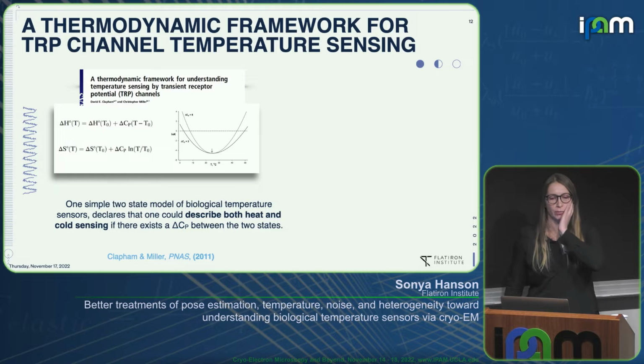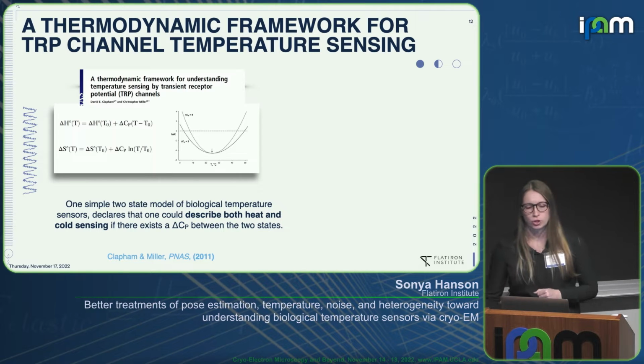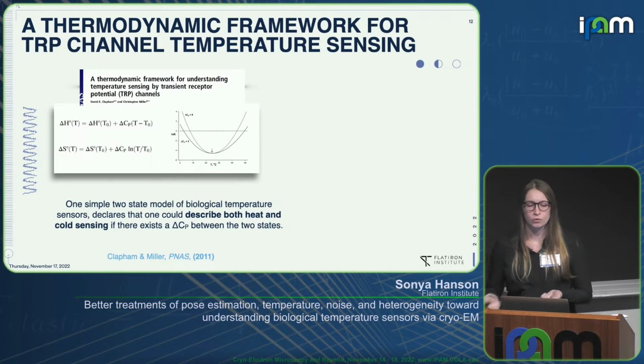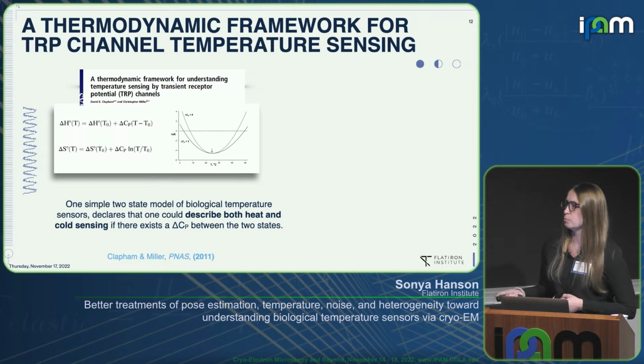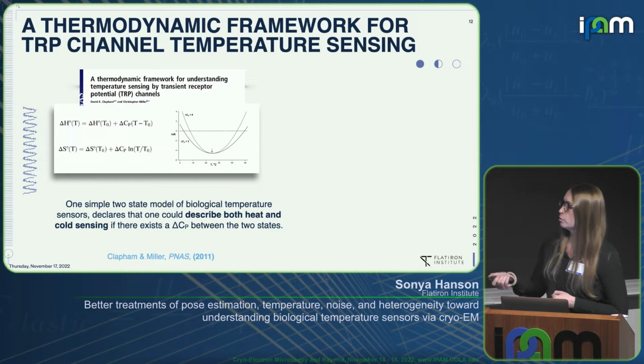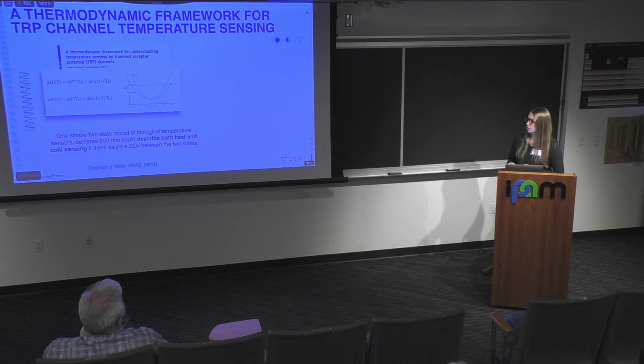Despite the fact that we now have lots of structures of TRP channels after the resolution revolution, we still don't understand their temperature sensing property. One of the most compelling frameworks to think of this came from this PNAS paper in 2011, where if you think about a change in heat capacity between the open and closed states, you can start to explain both heat and cold sensing proteins.